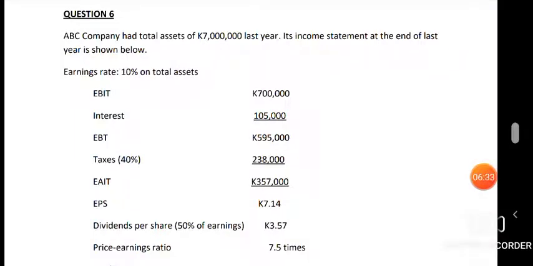Question 6 says ABC company had total assets of 700,000 kwacha. That was the worth of their assets last year. Its income statement as at the end of the last year is shown below. Earnings rate is at 10% of total assets. So basically what they mean by that earnings rate is what they would call your earnings before interest and tax. That's what they're talking about.